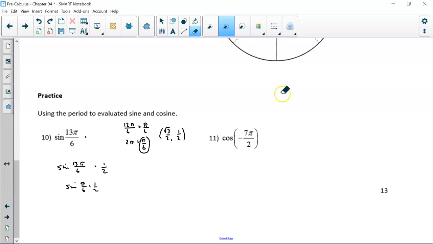For -7 pi over 2, negative just means we're going clockwise. Now, -7 pi over 2 plus 8 pi over 2 is the same as pi over 2. Because if we go back, 7 pi over 2, there's pi, 2 pi, 3 pi, 4 pi, 5 pi.